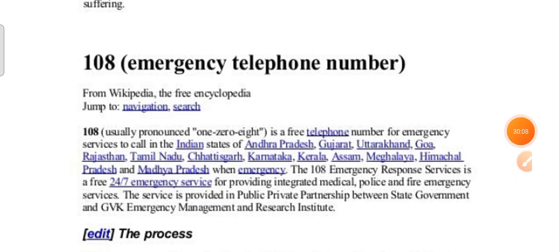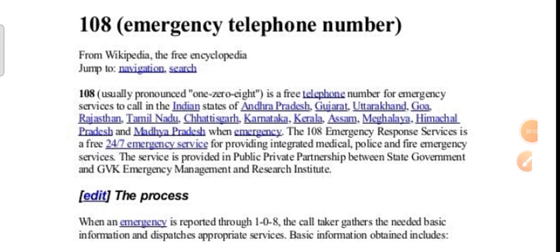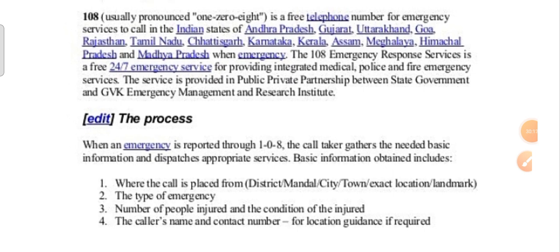108 emergency telephone number: 108 is a free telephone number for emergency services to call in the Indian states of Andhra Pradesh, Gujarat, Uttarakhand, Goa, Rajasthan, Tamil Nadu, Chhattisgarh, Karnataka, Kerala, Assam, Meghalaya, Himachal Pradesh, and Madhya Pradesh. And also in Telangana.